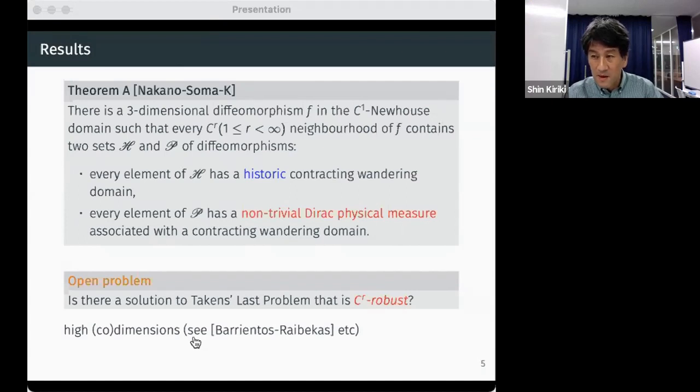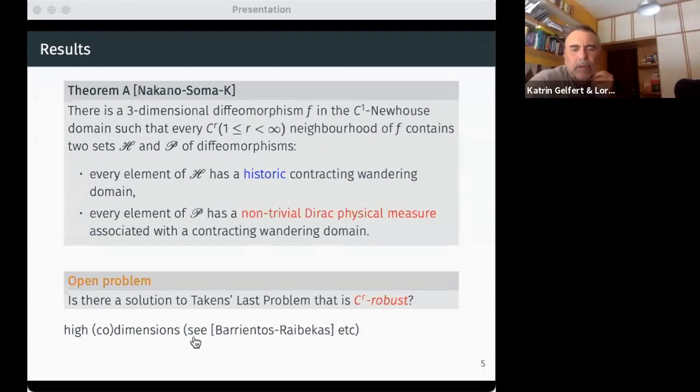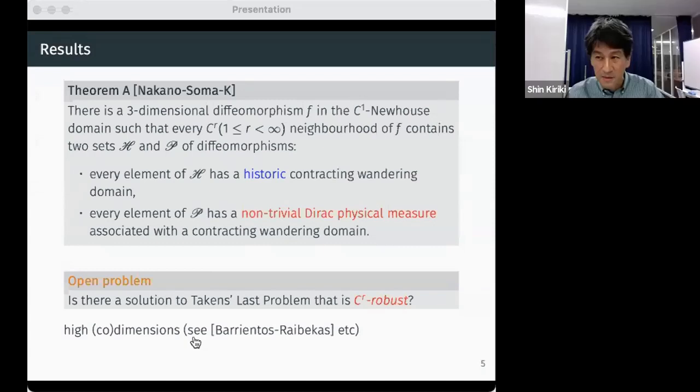But in my paper with Soma, we just show it for C2 diffeomorphisms. Oh, okay, I just saw a comment. Okay, thank you very much. And then maybe this study is the first step toward the C1 Newhouse domain, I think. Okay, I continue.